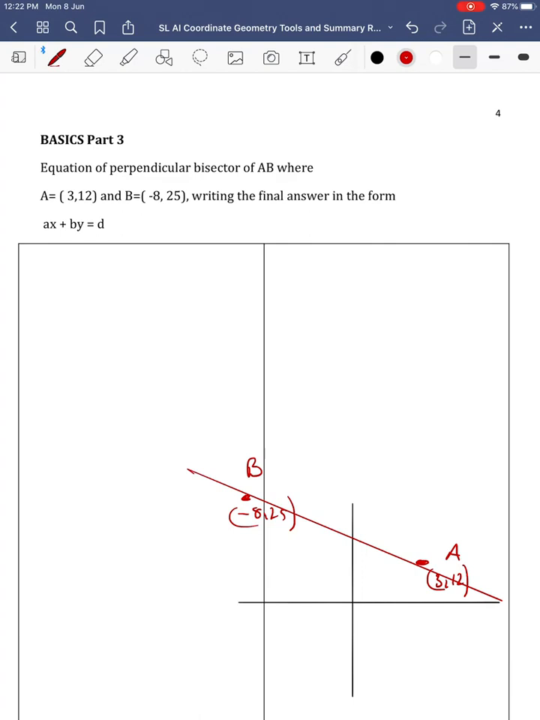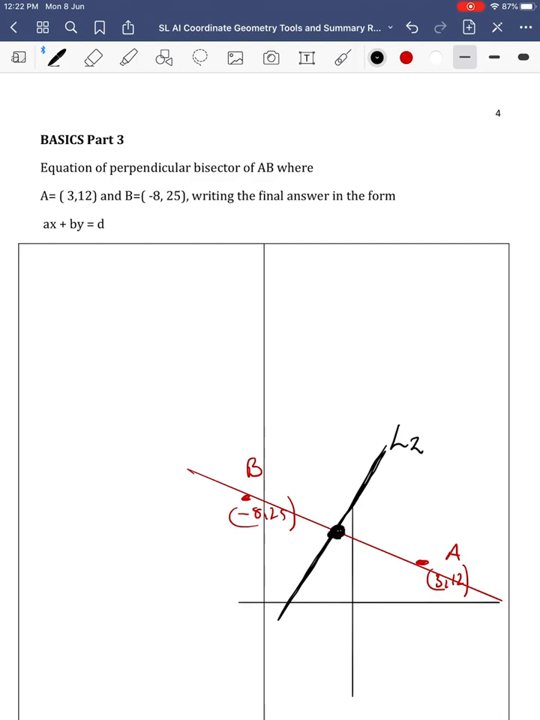So bisect means chop in half. So we need the halfway point of AB. And perpendicular means the line looks like this, is at right angles. So this is the equation we're trying to find, the equation of this black line. I'm actually going to call this L2.